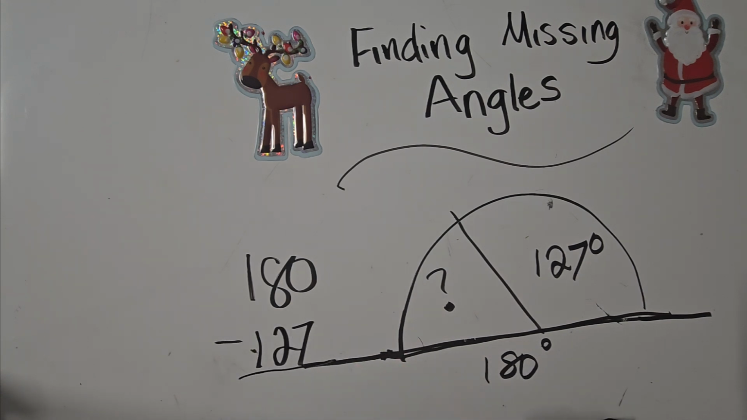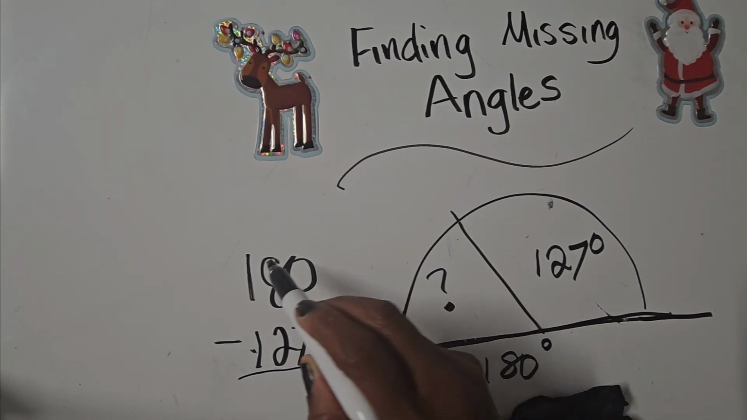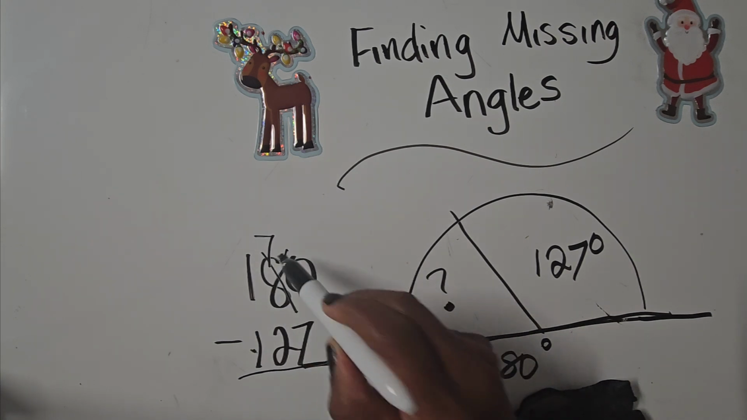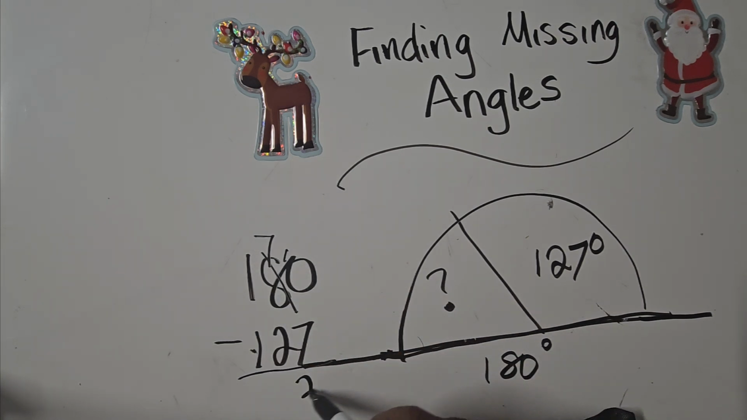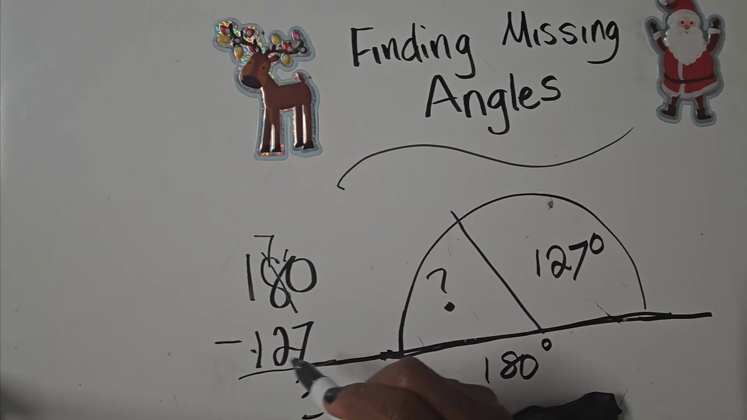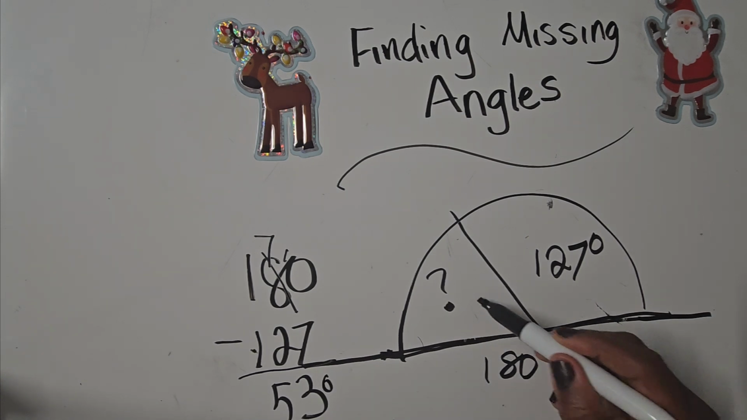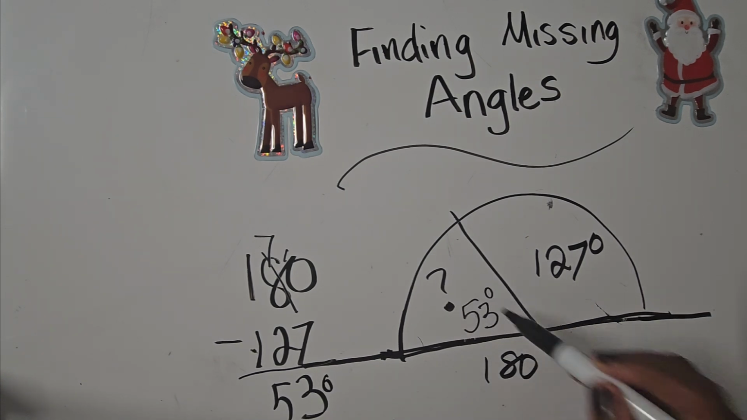127 degrees. So 0 take away 7, I can't. I'm going to borrow from the 8. 10 take away 7 is 3. 7 take away 2 is 5. And 1 take away 1 is nothing. So this angle is 53 degrees.